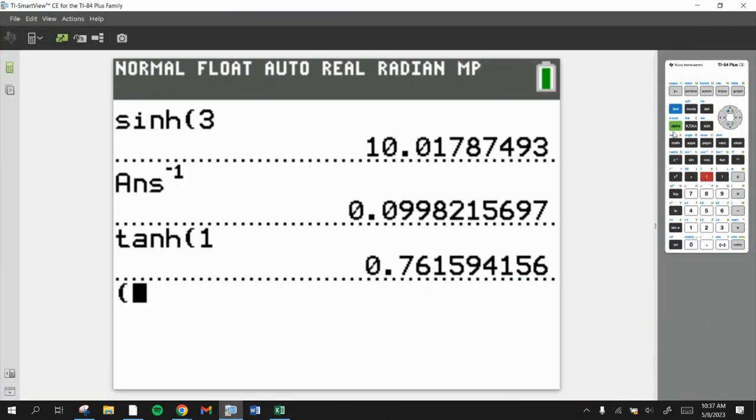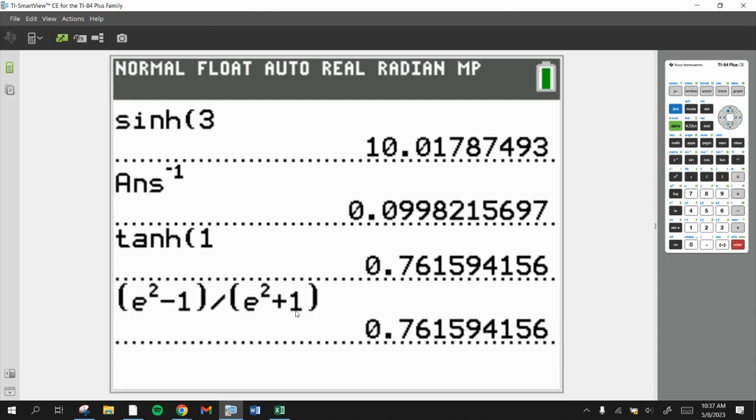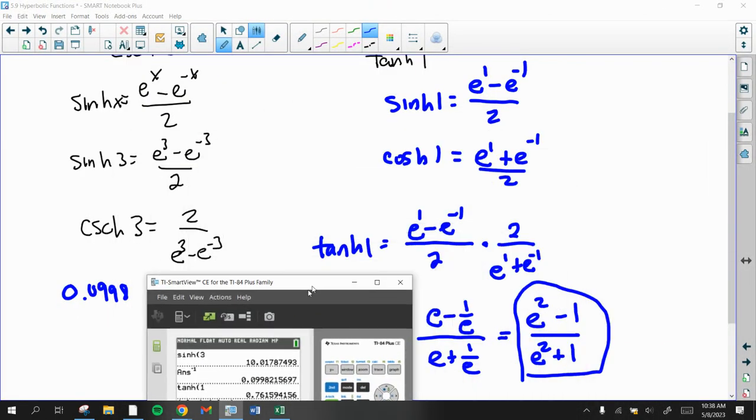Let's just make sure. e squared minus 1. Here's our answer. e squared minus 1 over e squared plus 1. Hopefully that's 0.761594. It is. And that's it. So that's simple calculations of hyperbolic functions on your calculator.